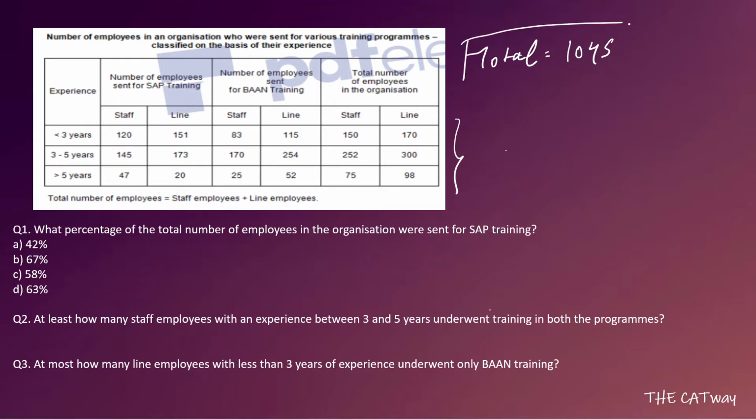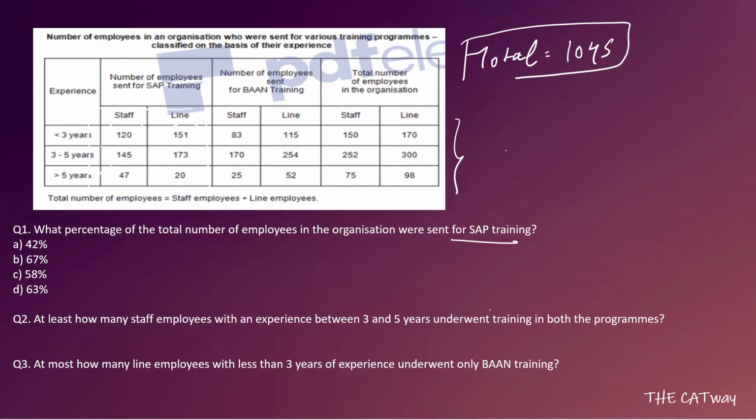Further, it has been asked who was sent for SAP training. So we are going to count the employees who went for SAP training. In this we will include both the staff and the line, and all the experience levels, because nothing has been given to us about a particular type of employee or a particular experience. So we will consider everything given in the SAP table.